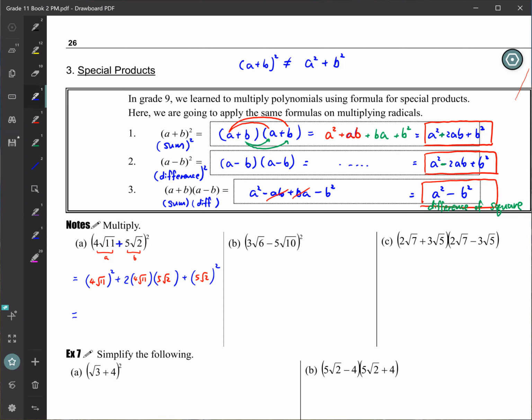Okay. So how about you tell me the first bracket, okay? 4 square root 11 squared. What would it equal? 16 root 121. Okay. So 4 times 4 will be 16. What is square root of 121? 11. 11, right? So you can just go straight to 11. So you just write 16 times 11. That will be our first part, okay?